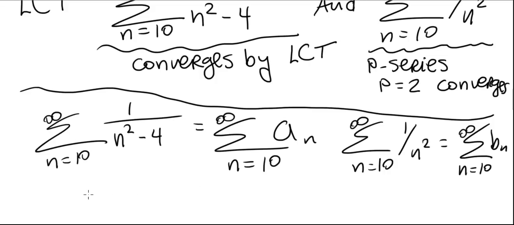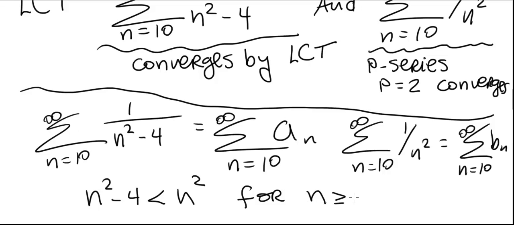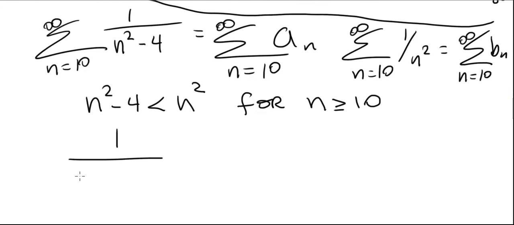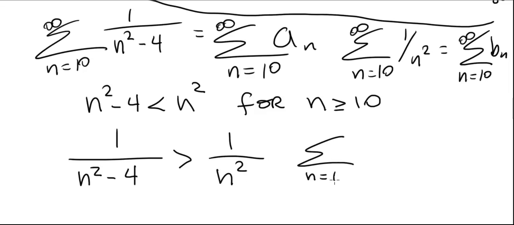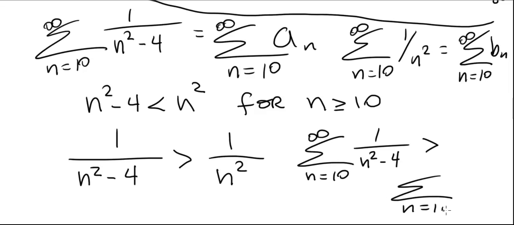Note the following. n squared minus 4 is less than n squared, and this is true for all n, but in particular, since our series starts at 10, it's clearly true for all n greater than or equal to 10. Then, by a basic property of algebra, 1 divided by n squared minus 4 is greater than 1 divided by n squared. And so the summation n equals 10 to infinity of 1 divided by n squared minus 4 is greater than the summation n equals 10 to infinity of 1 divided by n squared.